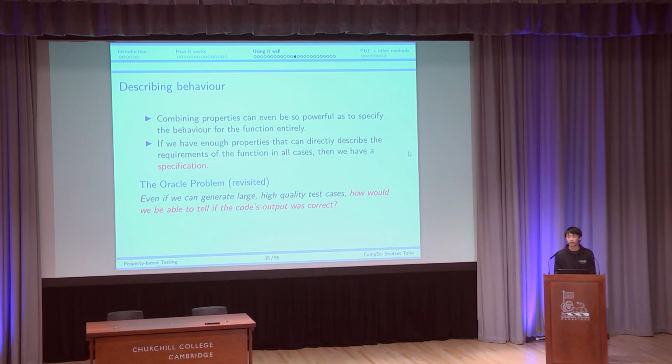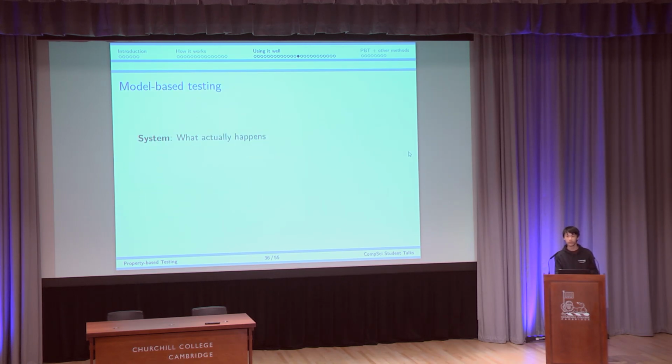So let's revisit the oracle problem, because I actually omitted an alternate solution to this. Remember, the oracle problem is that even if we can generate large, random, high-quality test cases, how will we be able to tell if the code's output was correct? Well, a lot of times you're just implementing algorithms that are a more optimized version of less optimized algorithms. So what if we just checked our code against a simple implementation? This brings us to model-based testing.